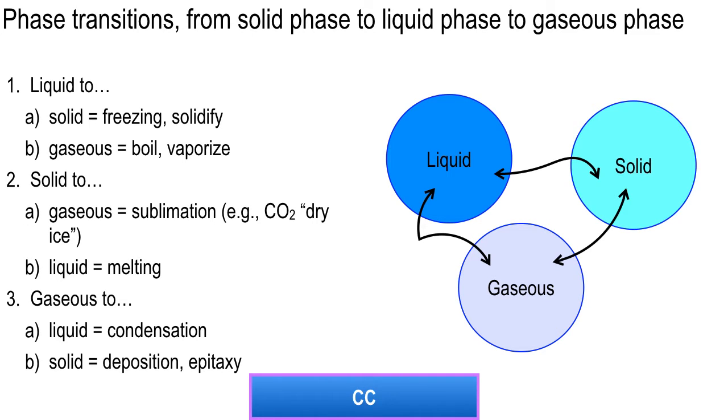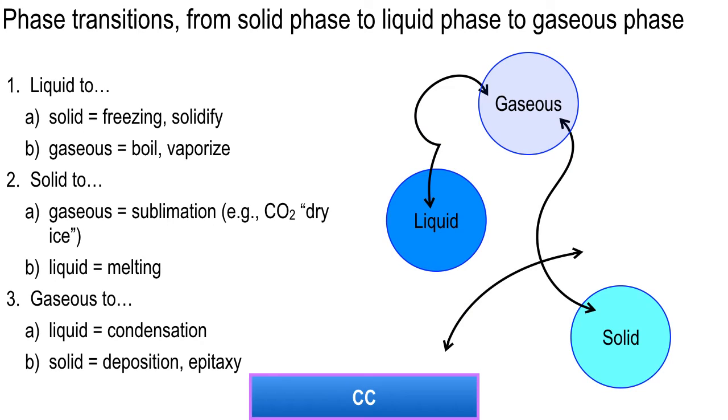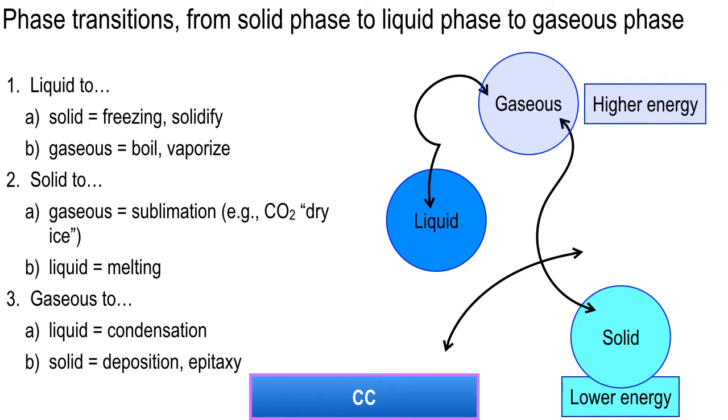Now, I've rearranged these three circles. In this slide, they're not any particular orientation. Here they are. I put them in order of energy rankings. A gaseous material is going to be on average higher energy than the liquid and solid, and the solid state of the same material is going to be the lowest of the energy states on average. And so that's one way to think about the three phases, you know, the different energy states that they occupy.